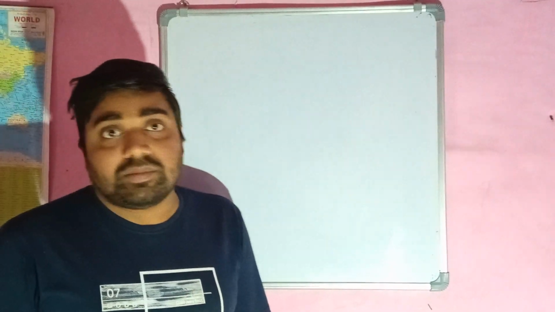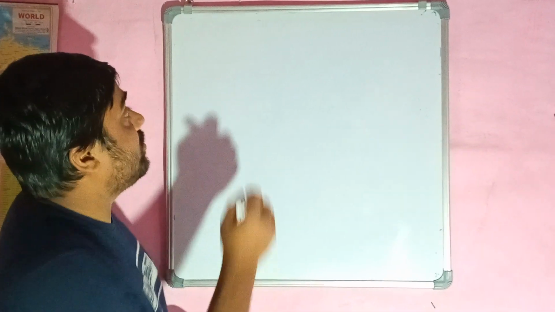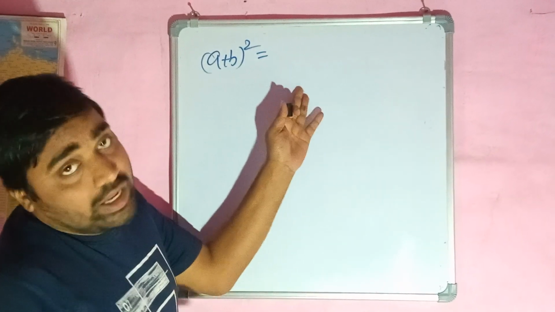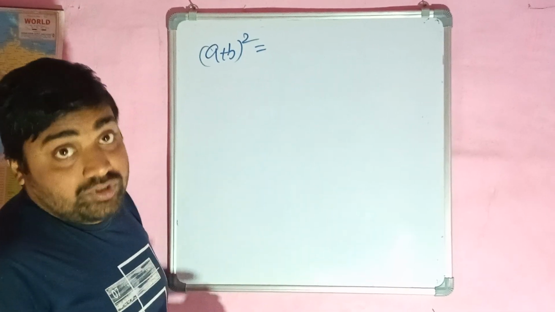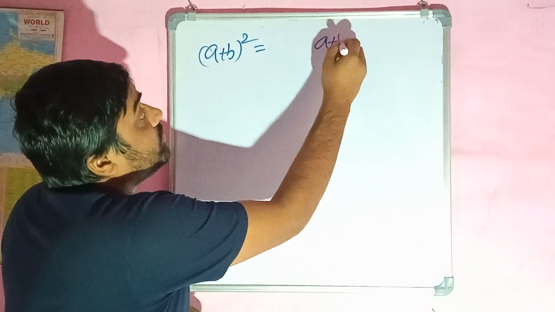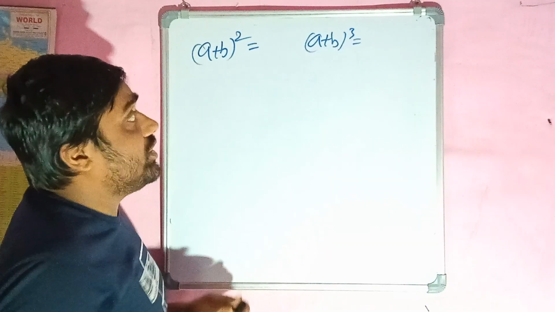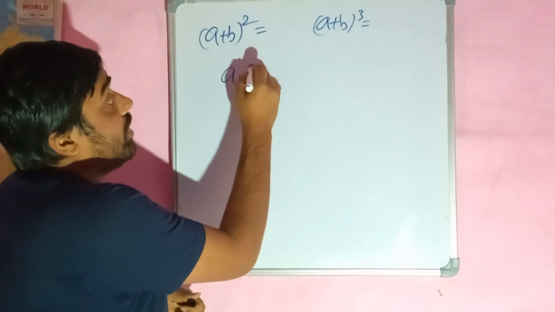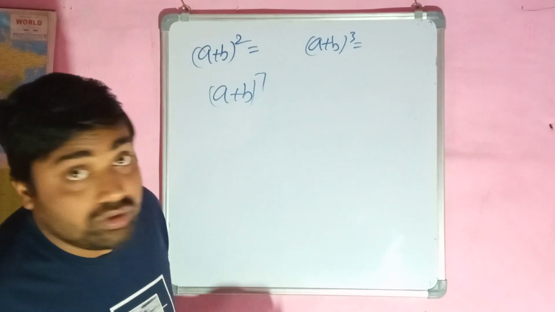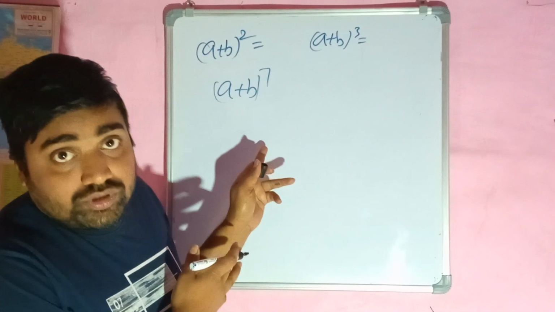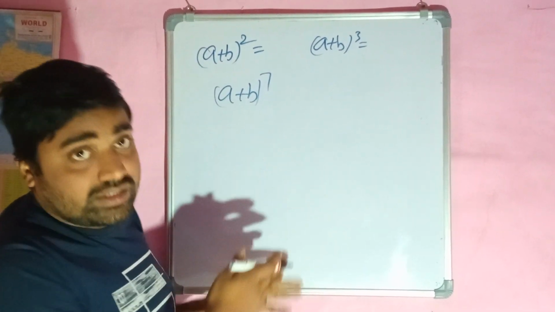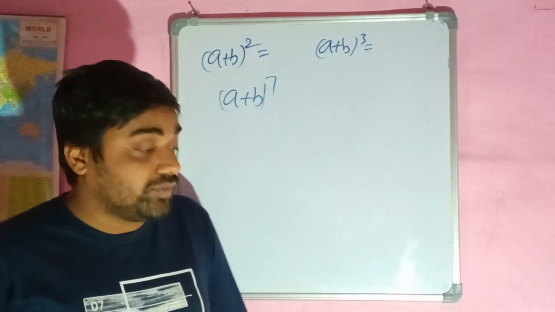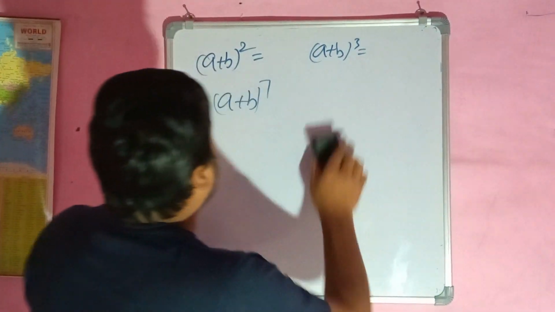Before that, my dear friends, if I ask you to find the value of (a plus b) whole square, then simply by using the algebraic formula you can solve this. And if I ask you to find the value of (a plus b) whole cube, then simply by using the algebraic formula you can solve this. But if I ask you to find the value of (a plus b) to the power 7, then what will you do? Because of solving such questions, because of expanding such expressions, we read this chapter, that is binomial expansion or binomial theorem.